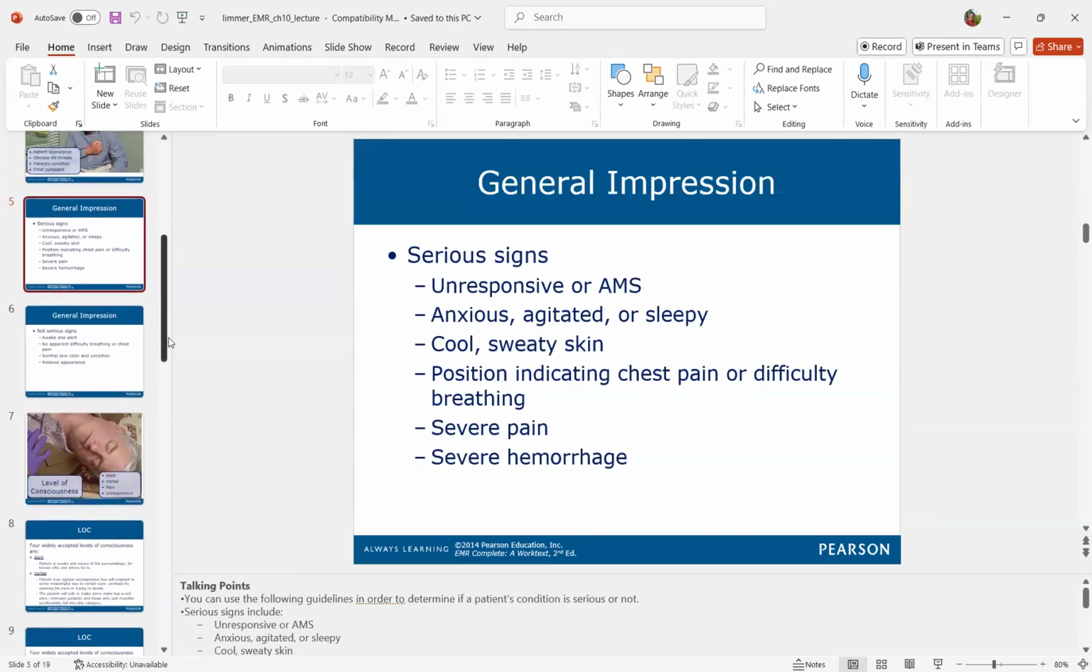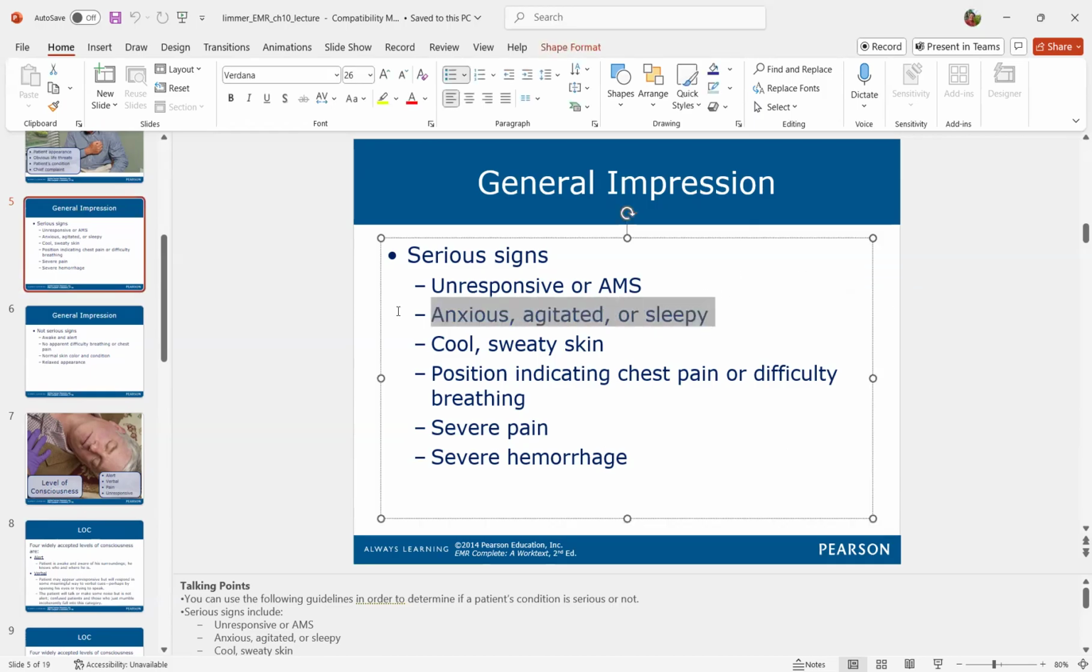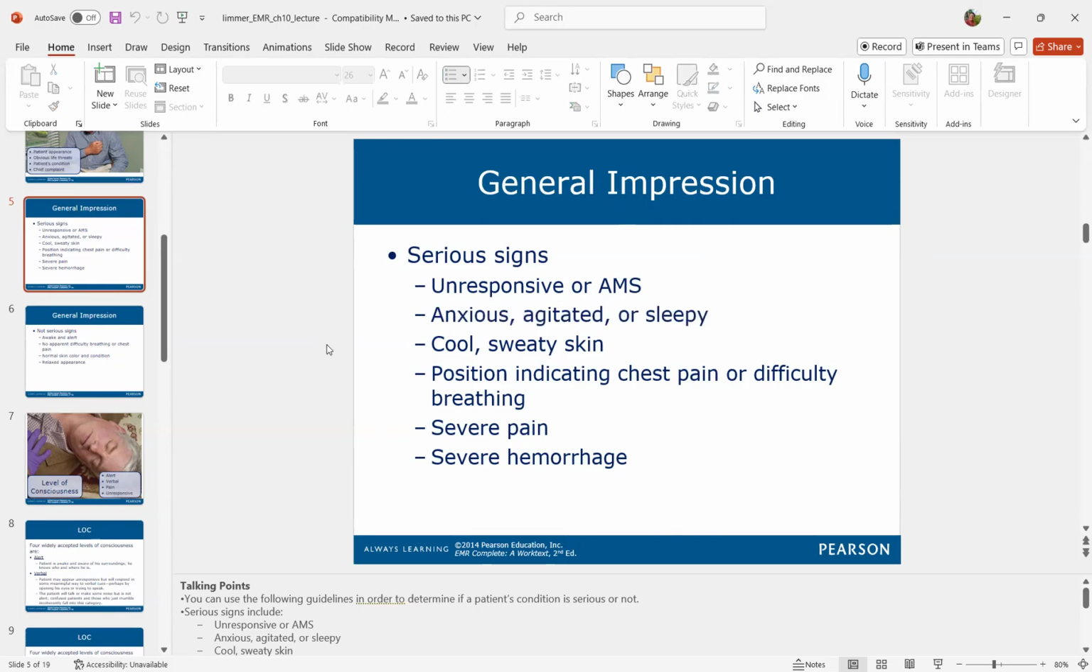So some serious signs for general impressions: if they're unresponsive or have an altered mental status, if they're anxious, agitated, or sleepy, this is getting into they're kind of shocky. Maybe they got something going on. Cool, sweaty skin, right? We don't just normally sit there on the couch with cool, sweaty skin. Something's going on internally. Position indicating chest pain or difficulty breathing.